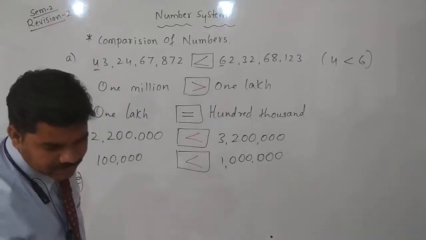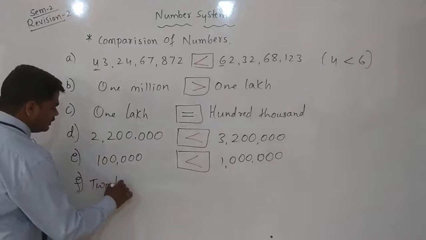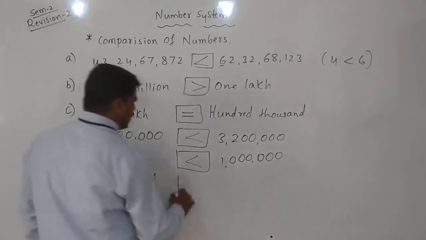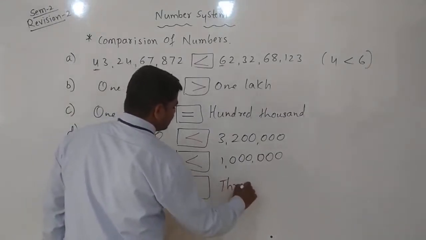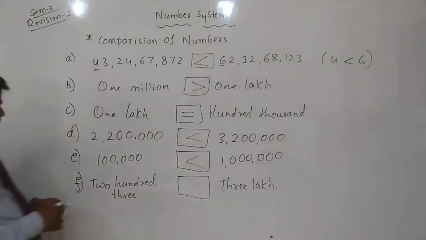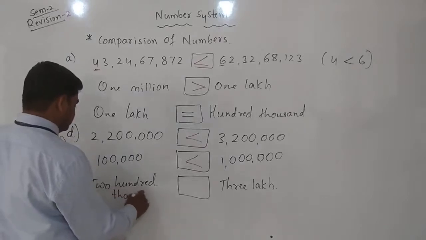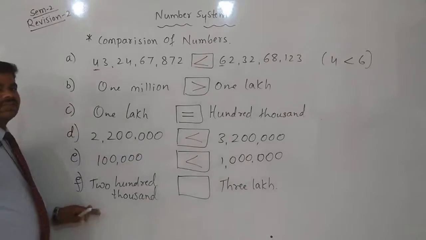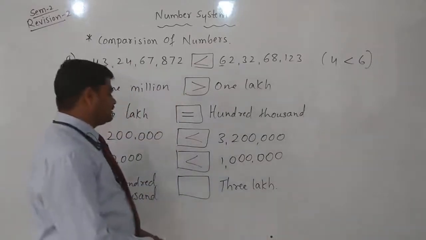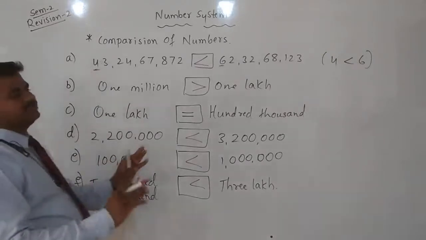Now, the numbers I will give in words. 200,000 compared with 3 lakh. Here 200,000, you write. 200,000 is nothing but 2 lakh. Then it is 3 lakh. Automatically, 200,000 is lesser than 3 lakh. Simple with this comparison. You can write any numbers, just we can compare.